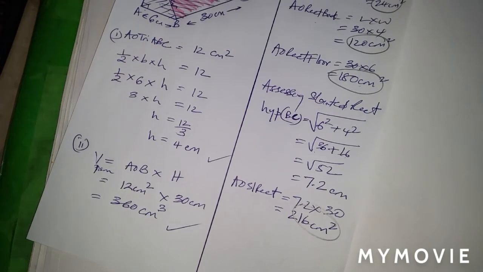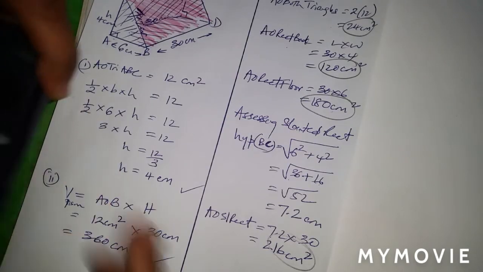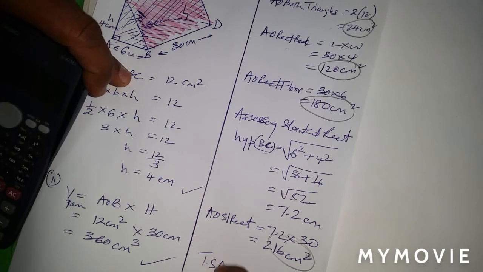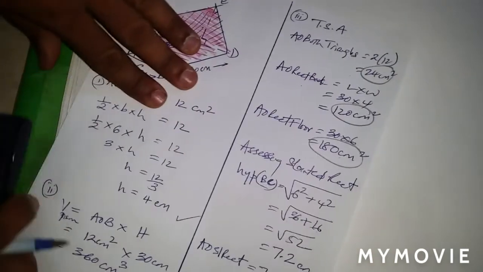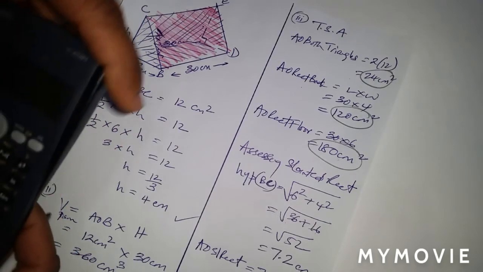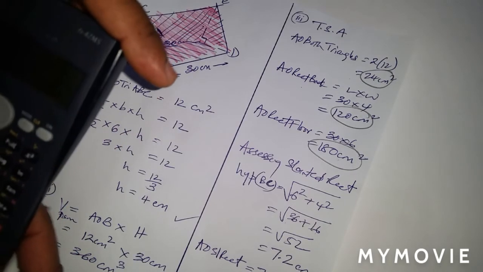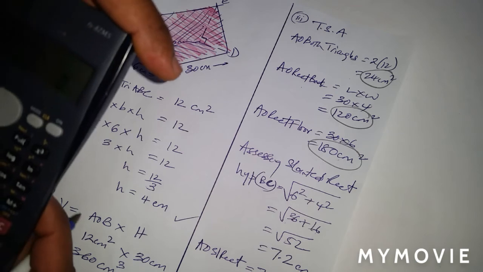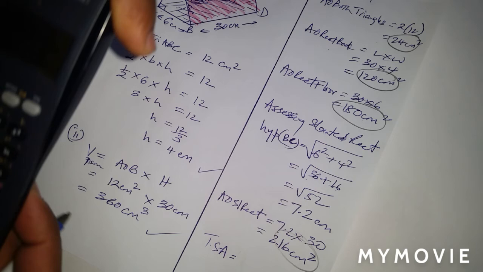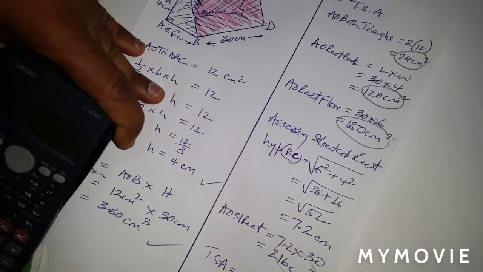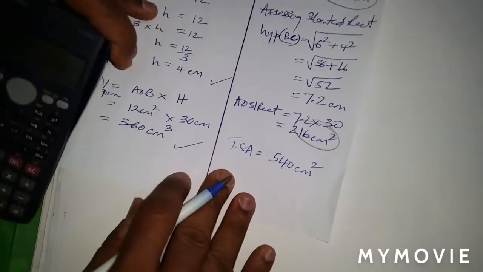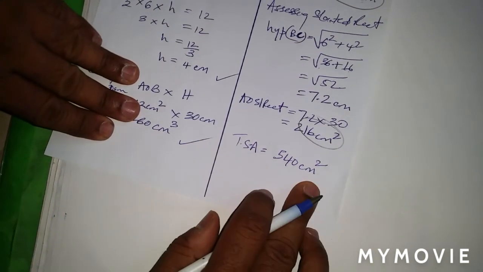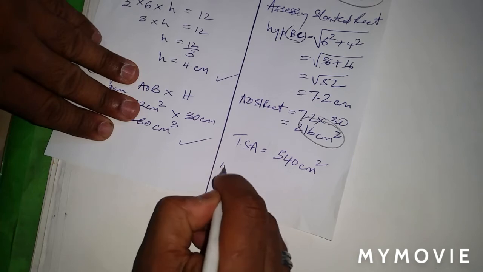So we're just going to add those values together to get the total surface area. So the total surface area is going to be 24 plus 120 plus 180 plus 216. And that gives us a total surface area of 540 centimeters squared. That's the total surface area of the solid.